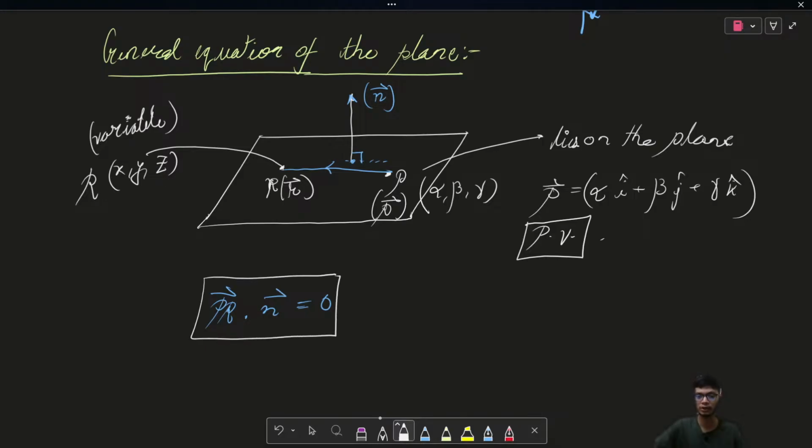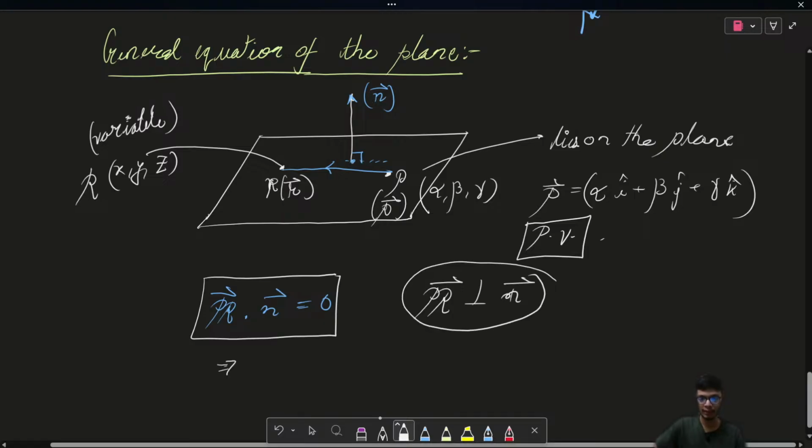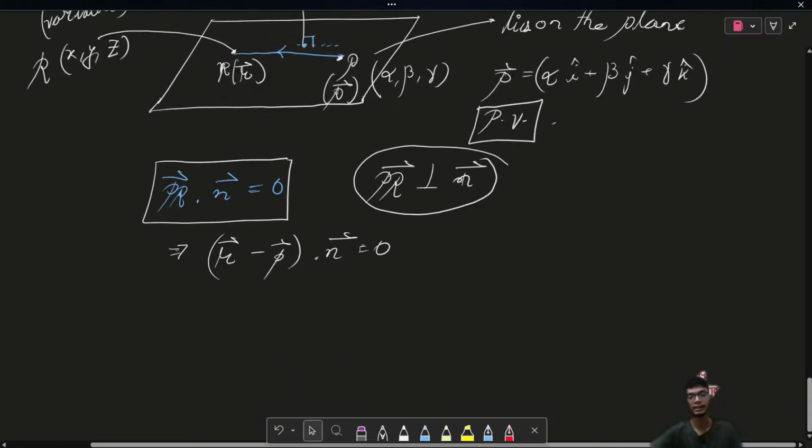right? It is a scalar product. It's a 0 because these are perpendicular. This PR vector is perpendicular to this normal vector, right? So this result is always going to be 0. So by this form, I can define my r vector minus p vector dot n vector to be 0, right? Now my unknown is the r vector. The p vector is my known vector.